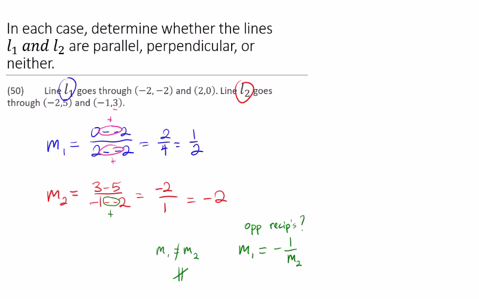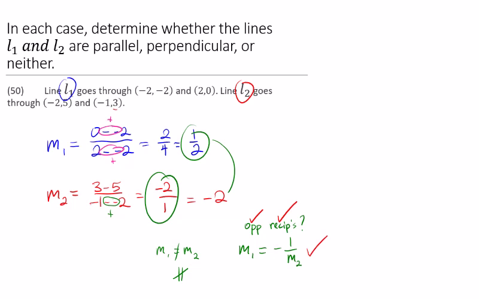Okay, and if we look at them, especially if we look at this and this, we can see they're opposite reciprocals, right? They're opposites because one's positive, the other's negative, so that's a check. And they're reciprocals because one is 1/2 and the other one's 2/1. So they are opposites and they're reciprocals at the same time, therefore they're perpendicular.